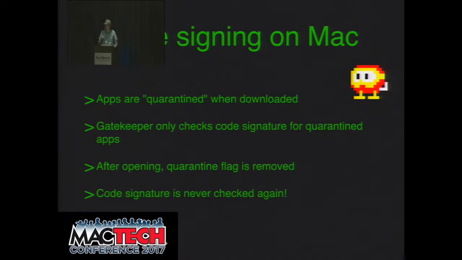Gatekeeper will check the code signature for quarantined apps. So when you open one of these apps that's quarantined, Gatekeeper checks the code signature. If it's bad, you're out of luck. After you successfully open an app, so say you've just downloaded an app from the internet, you double-click it, its code signature checks out, everything's good, the app opens up, and the quarantine flag gets removed at that point.